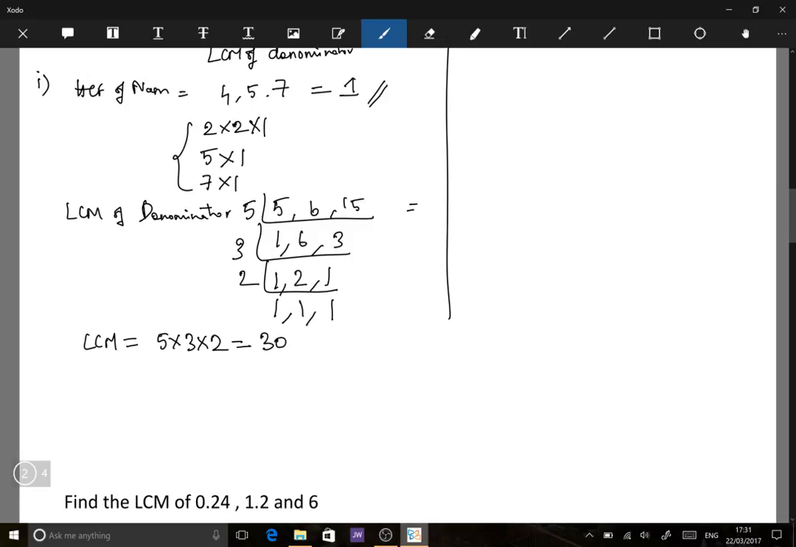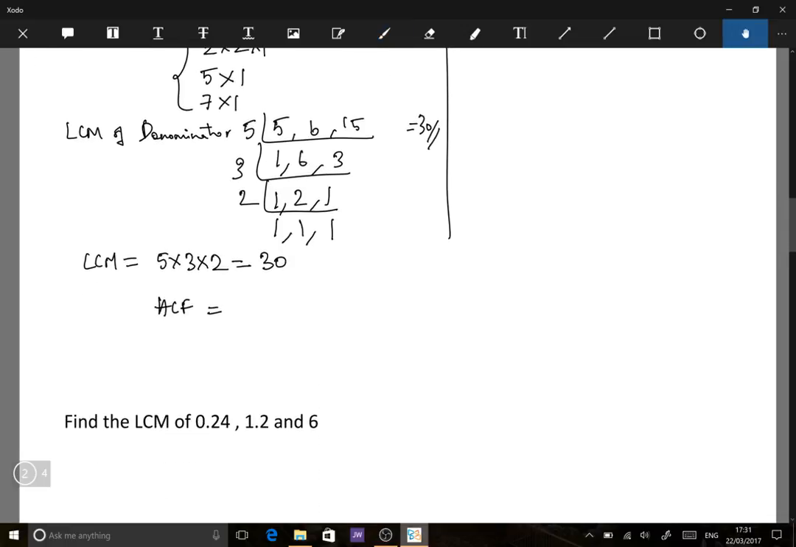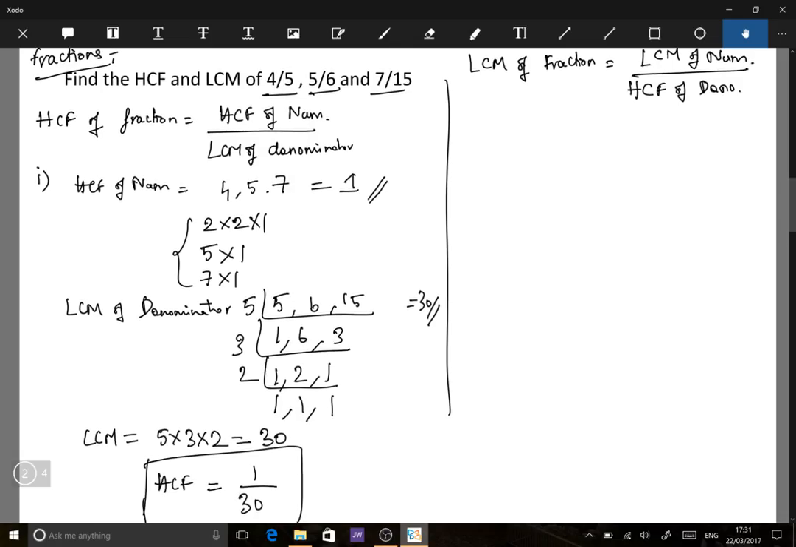Okay, so the 30. So the first one, HCF of the fraction is nothing but HCF of numerator, which is 1, divided by LCM of denominator, which is 30. So this one is the HCF. Similarly we are going to solve for the second one, that is LCM of the fraction. LCM of the fraction, we need LCM of numerator.